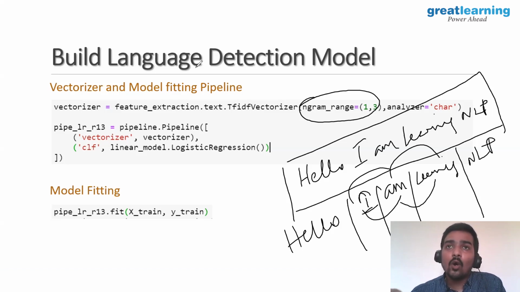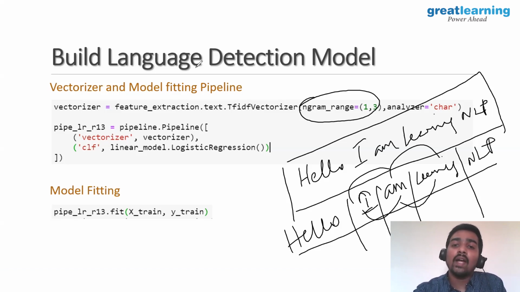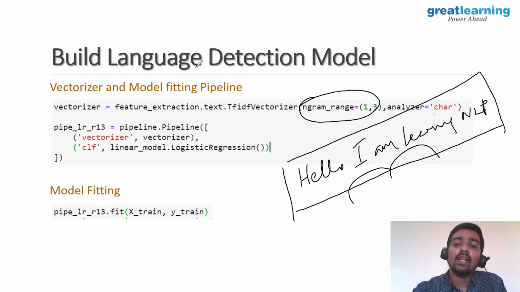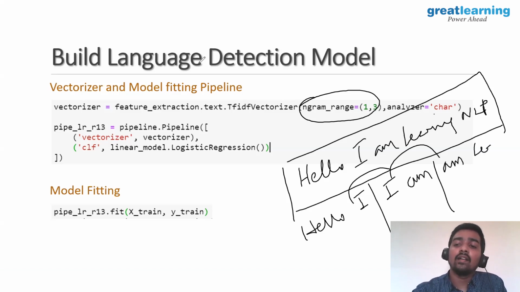So to avoid that confusion, to make the model more clear about this, we can use n-grams, not only of 1 gram, unigram, we can do bigram. So how does the bigram look like? Maybe let me erase this part only. Okay, the bigram of the same thing will be looking like: hello I, I am, am learning, and the last feature will be learning NLP.